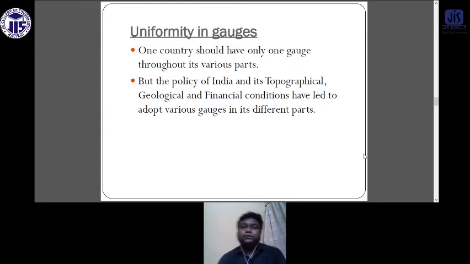We should keep uniformity in the gauges. How? One country should have only one gauge throughout its various parts. But the policy of India and the topographical, geological, and financial conditions have led to the adoption of various gauges in different parts. So as per the rules, a country should adhere to a single gauge system, but due to the variety of topographical and financial variation in the Indian scenario, three types of gauges are observed based on the region, the population, and the topographical aspects.